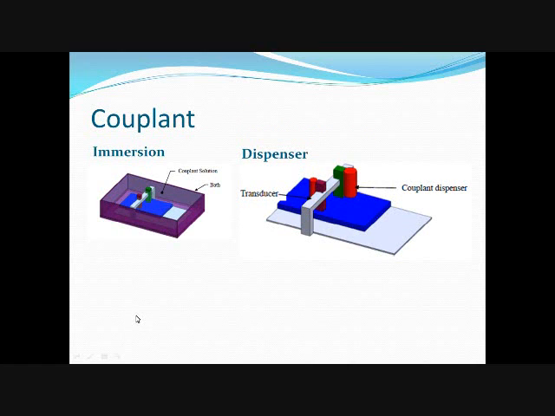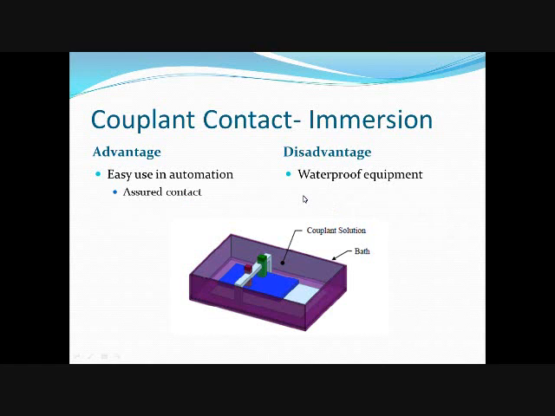As far as methods for getting the couplant and the transducer to bond, there were 2 techniques that were considered. First was the immersion technique, and second was the creation of a dispenser. For the immersion technique, a big advantage was the ease and automation. There was basically an assured contact between the couplant and the test piece, because both of them would be under the bath, or the couplant. A big disadvantage would be the need for waterproofing of the equipment.